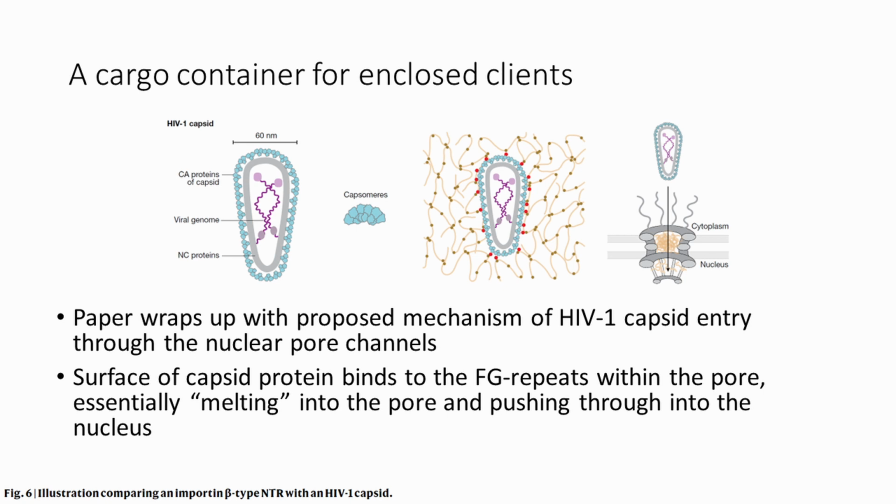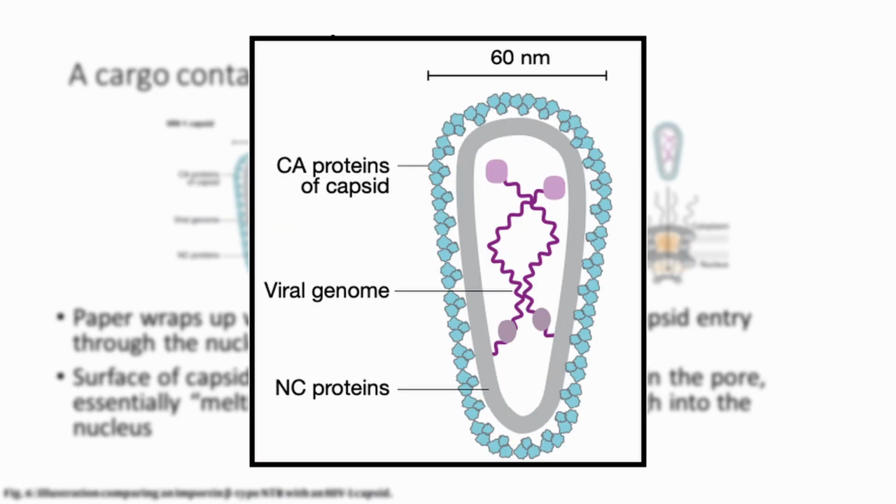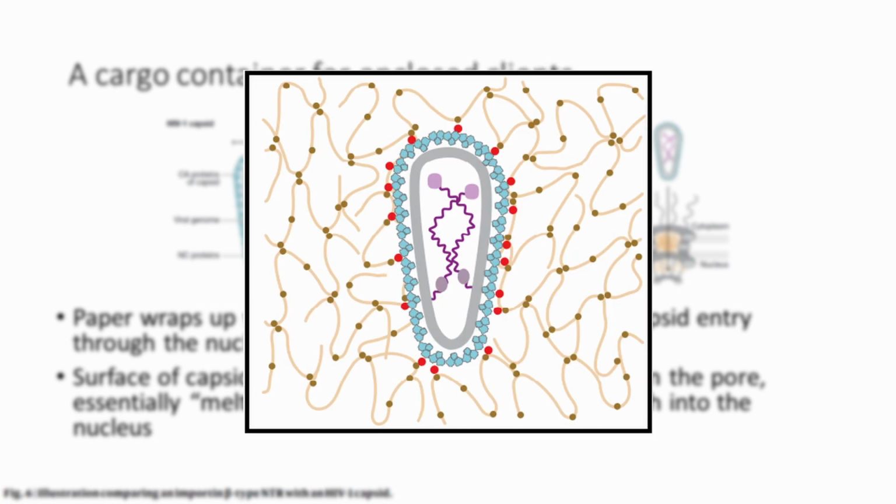Lastly, this paper wraps up with a diagram of the author's proposed mechanism of the HIV-1 capsid entry through the nuclear membrane. The capsid's outer surface, which is composed of the capsid proteins in blue, are going through the nuclear pore channel and melting in.